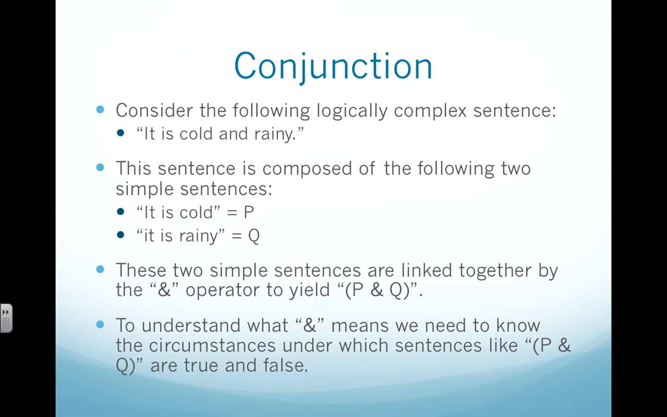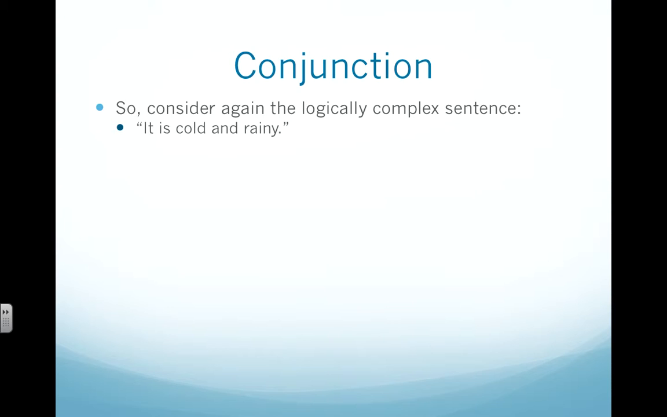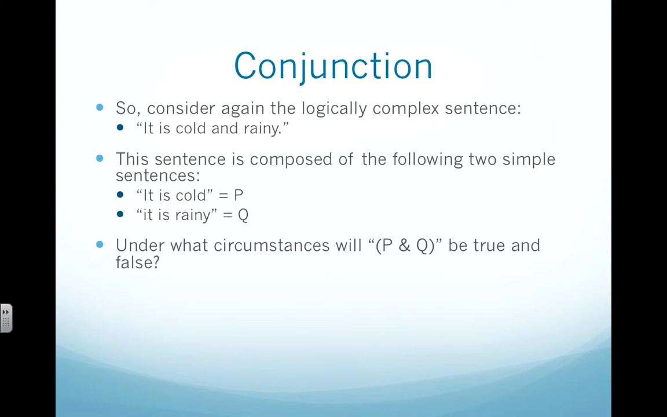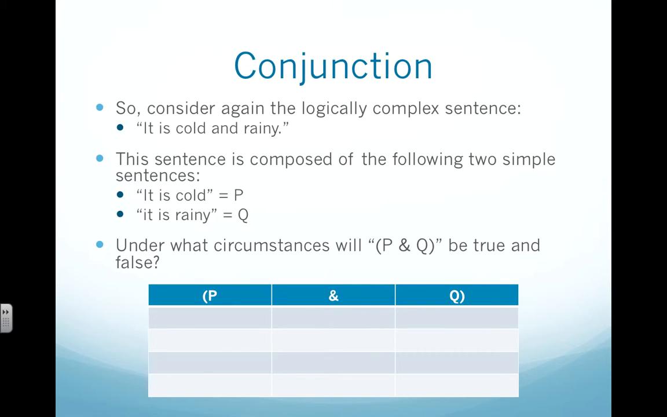Now, to understand what "and" means, we actually need to know the circumstances under which sentences like P and Q are true and false. So again, we're looking at the sentence, it is cold and rainy, composed of these two simple sentences. Under what circumstances will P and Q be true, and under what circumstances will that construction be false? If we have a look at this truth table here, essentially on a truth table, across the top line, we set out the statement that we want to look at. So we've got P and Q. Underneath, we're going to fill out some truth values.